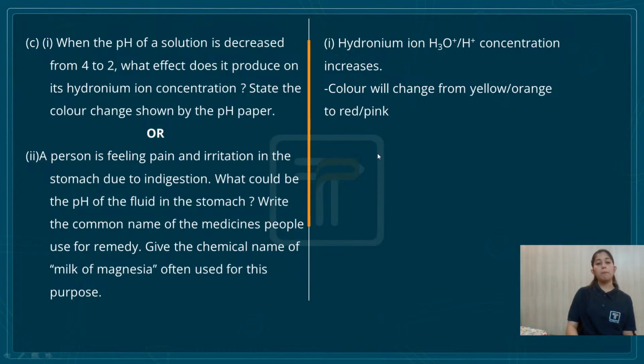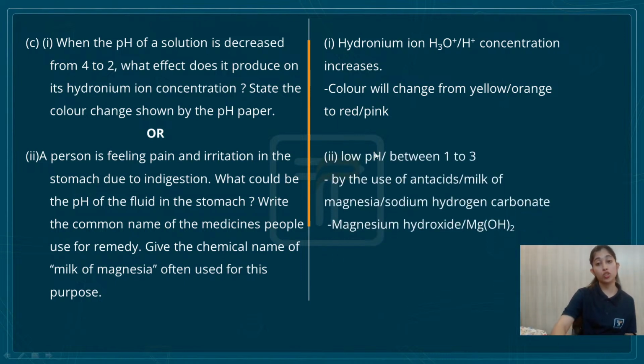Okay, then a person is feeling a pain and irritation in the stomach due to indigestion. Why is there indigestion? Acidity has happened. What could be the pH of the fluid in the stomach? The pH is going to be in the range of 1 to 3. Right? Acidity has happened. Acidic environment has increased. What is the solution for this? When acidity happens, we drink Digene. What is in Digene?